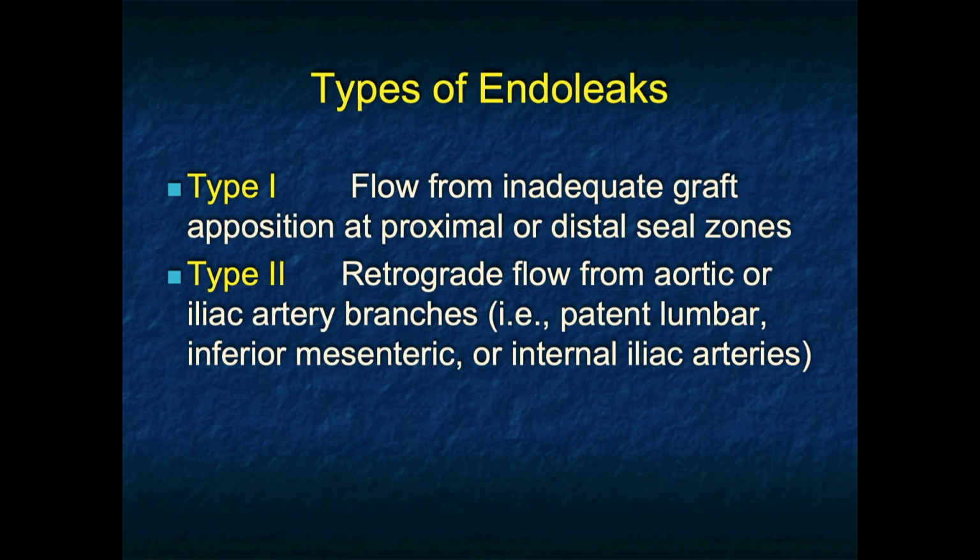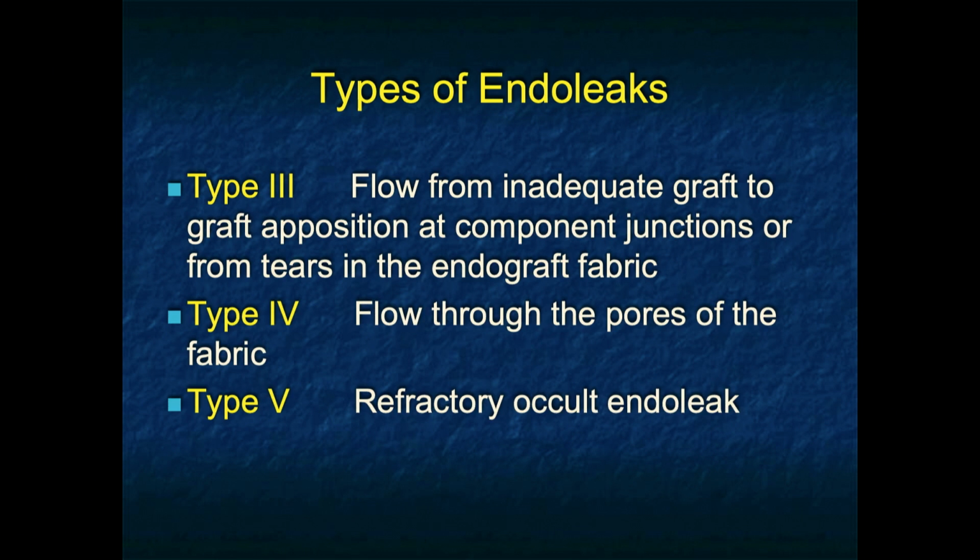Type 2 is retrograde flow, usually from an iliac artery or a lumbar artery, and is the most common. We talk about type 3 from inadequate graft-to-graft apposition. We see that less frequently now as we do a better job sizing the endovascular stents and they're better constructed. Type 4 is flow through the pores of the fabric. That's not uncommon in the immediate post-op state, but usually we don't see that very often.